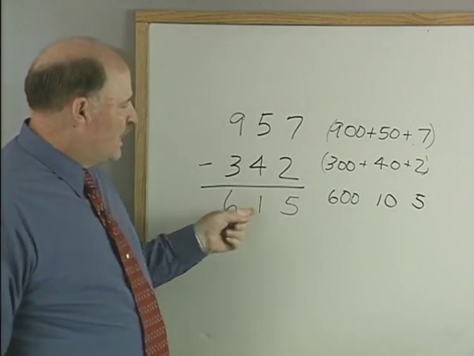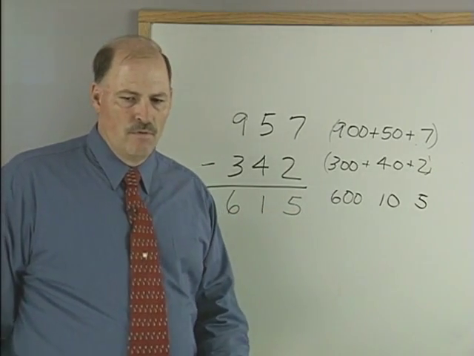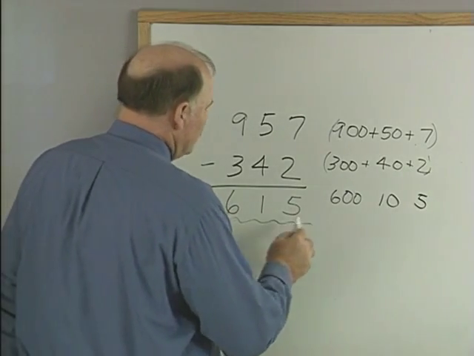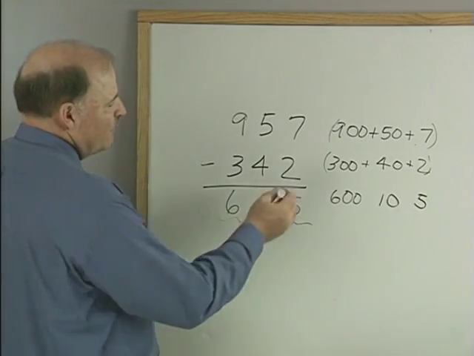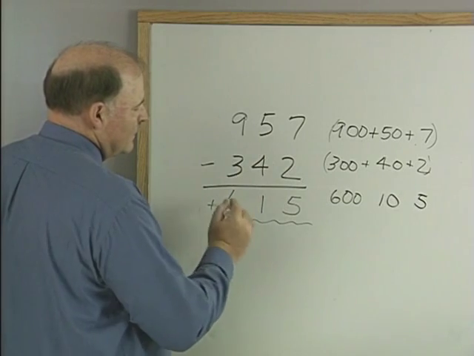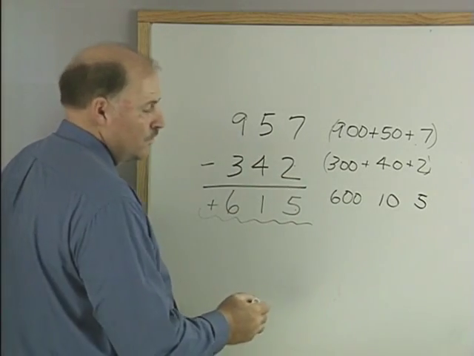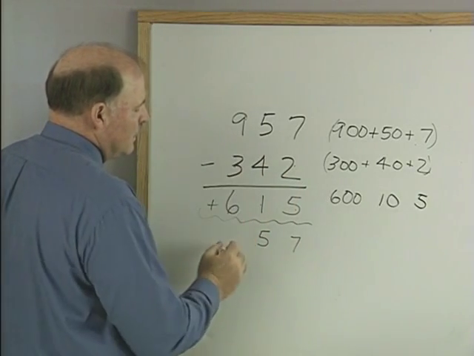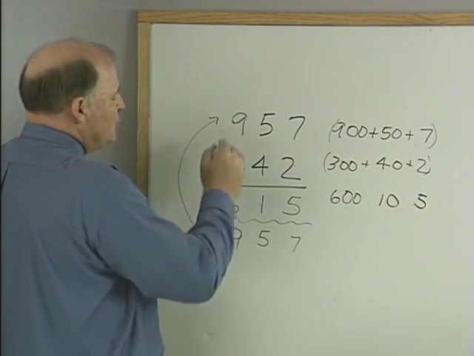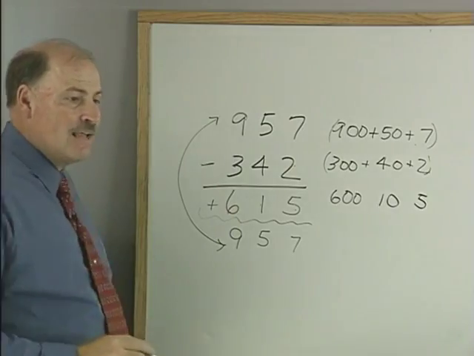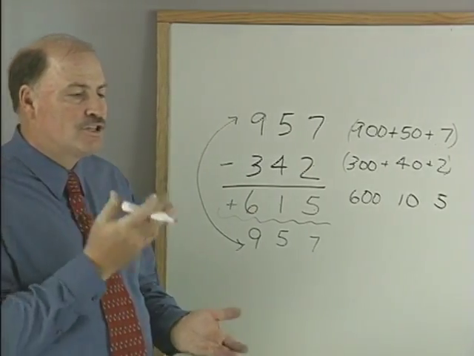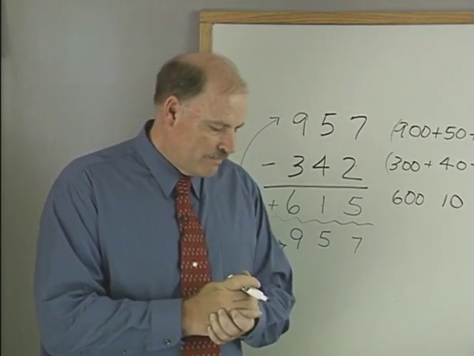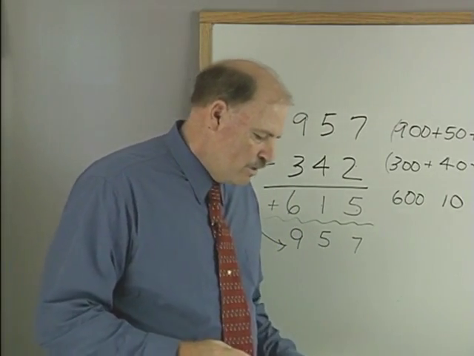Okay. How do you check a subtraction problem? Add it back up. And sometimes I put little curvy lines here to remind me that now I've got these two things. I'm going to add this. What's 5 plus 2? 7. What's 1 plus 4? 5. 6 plus 3. 9. And these should be the same, shouldn't they? Because subtraction and adding are opposites or inverses. Okay. Let's do one, though, with some zeros.